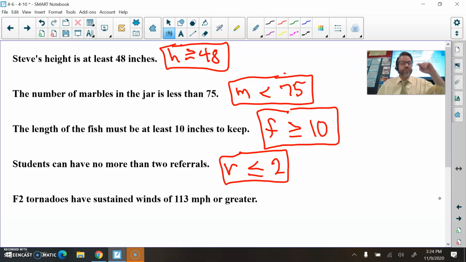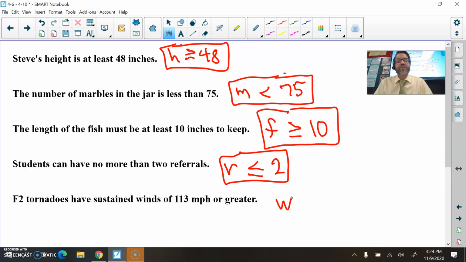F2 tornadoes. Tornadoes are always rated by the wind speed, and they have a scale called the Fujita scale. It was devised by a person whose last name is Fujita. And so F2 tornadoes have sustained winds of 113 miles per hour or greater. And actually, there's a point when the winds get strong enough that it would become an F3 tornado. But for the sake of this example, I'm going to choose a variable for the wind speed. Let's call that W for the wind speed. I'm going to use W for my variable.